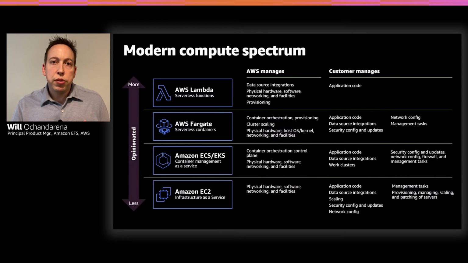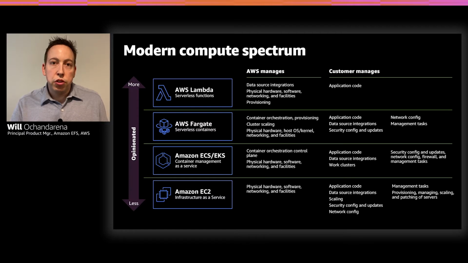Now, AWS offers a spectrum of choices when it comes to how to modernize your application on the compute side. On the bottom end of that spectrum, there's Amazon EC2. With EC2, you have the most control over how you want your application to run, but also you manage most of what your application does. So AWS manages the physical infrastructure, you manage the operating system and above.